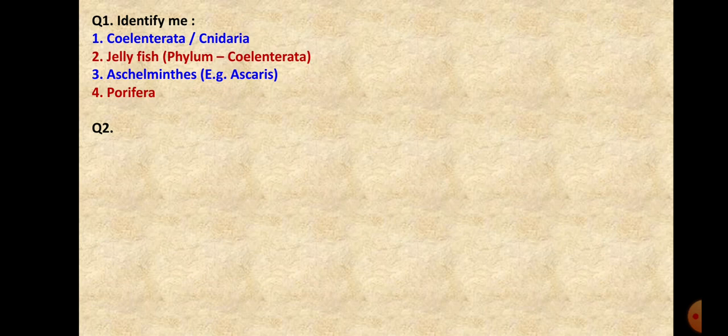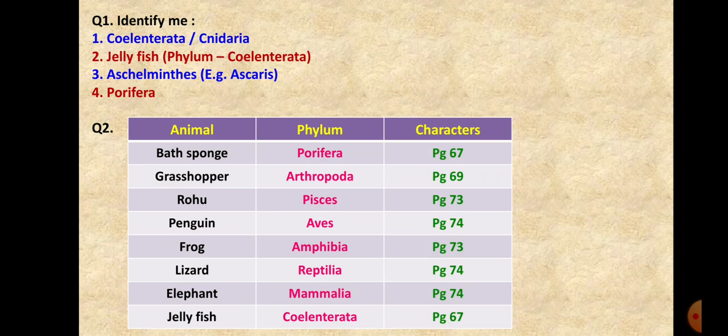Question number 2. Write the characters of each of the following animals with the help of classification chart. There are so many animals given, and with the help of the classification chart, we have to write the characters. The characters are given directly in the textbook. I had given you the page number and you have to write minimum 4 characteristics of each. Bath sponge belongs to Porifera, grasshopper, Arthropoda, rohu, Pisces, penguin, Aves, frog, Amphibia, lizard, Reptilia, elephant, Mammalia, and jellyfish, Coelenterata. So, you will write minimum 4 important characteristics of each of these phyla.